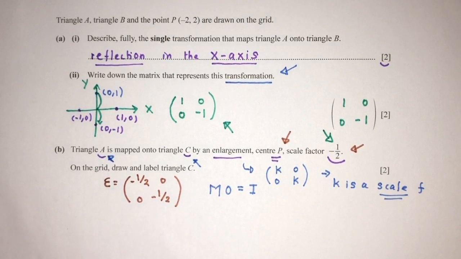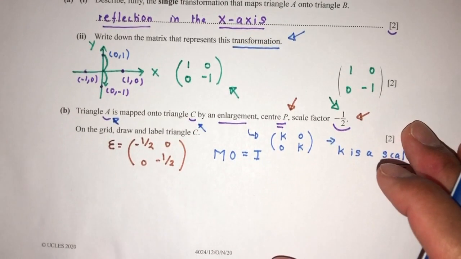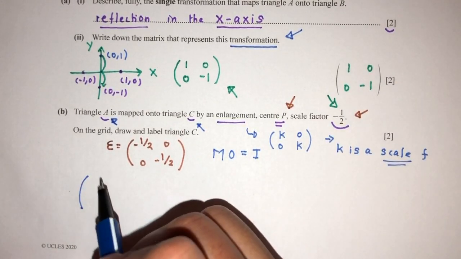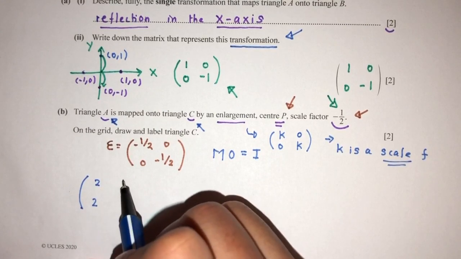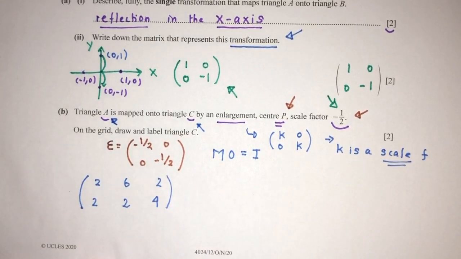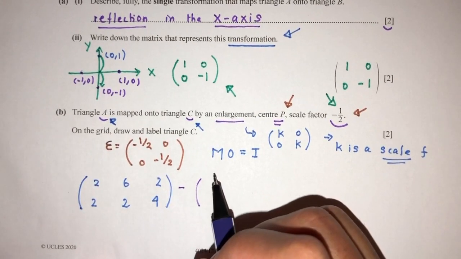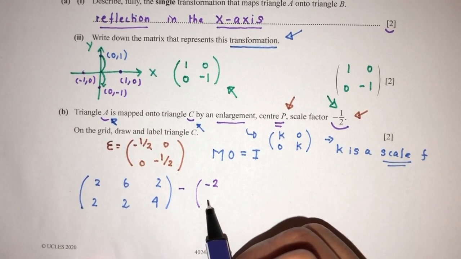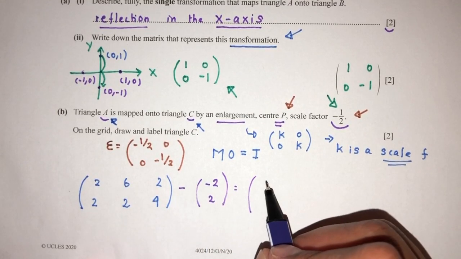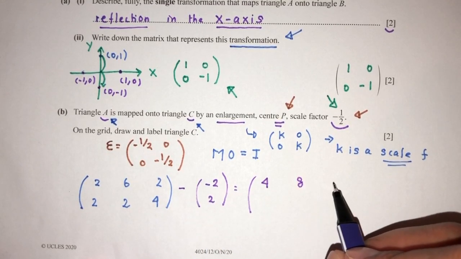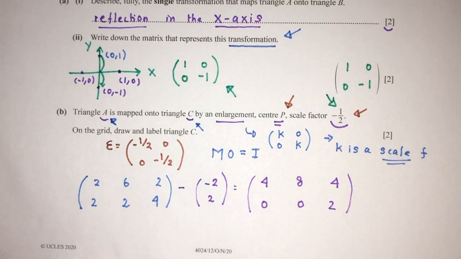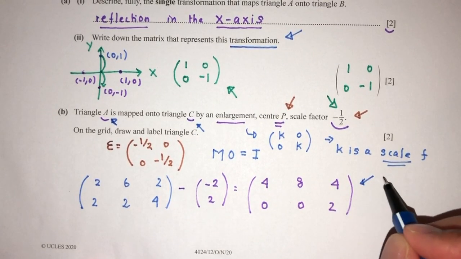We have to first remove that from the object. The object is A, as we have seen. A is the points. We can just read that from the graph. It is 2, 2, 6, 2, and then 2, 4. So first we have to minus the center P. P is minus 2 and then 2. That will give you, so become plus, 4, 8, and then we have 4. Here we have 0, 0, and then 2. So these are the points we have to work with. This is the fake A we have to work with.